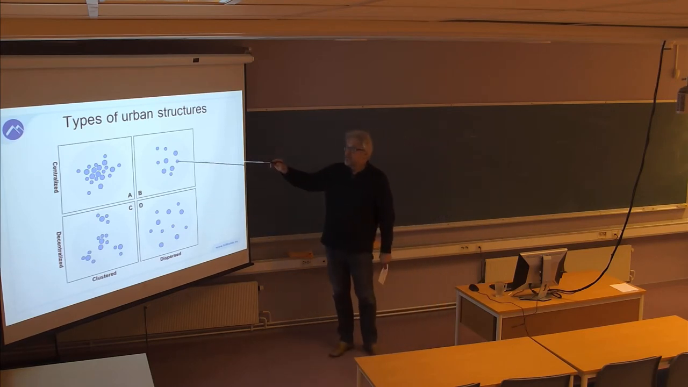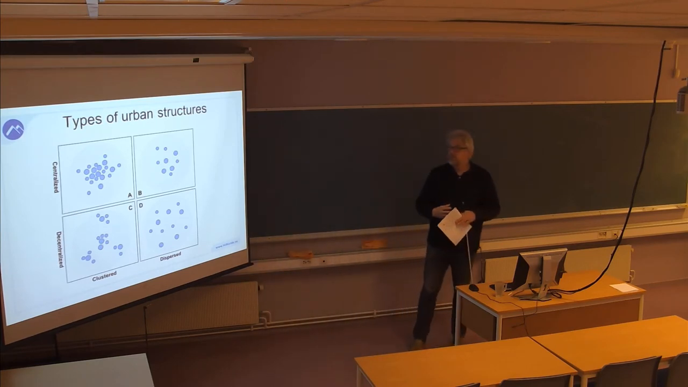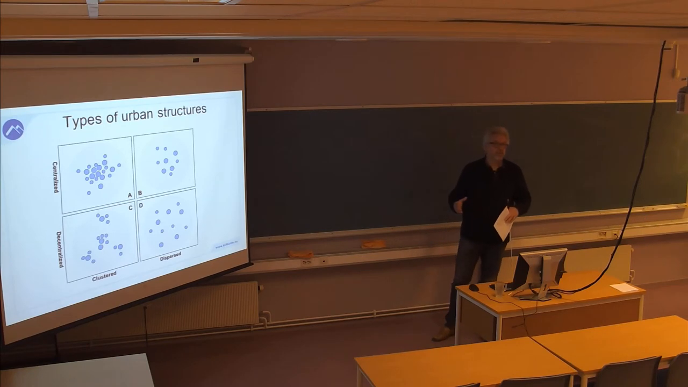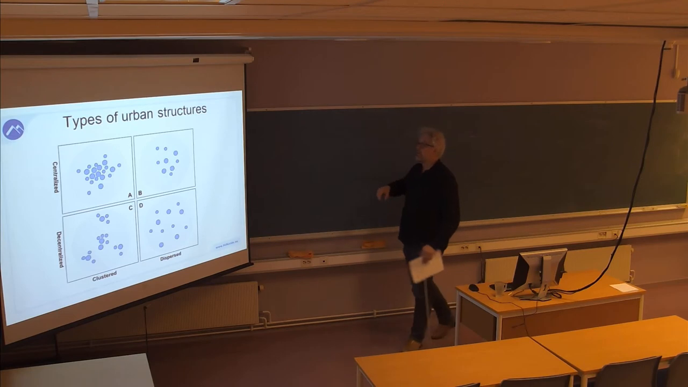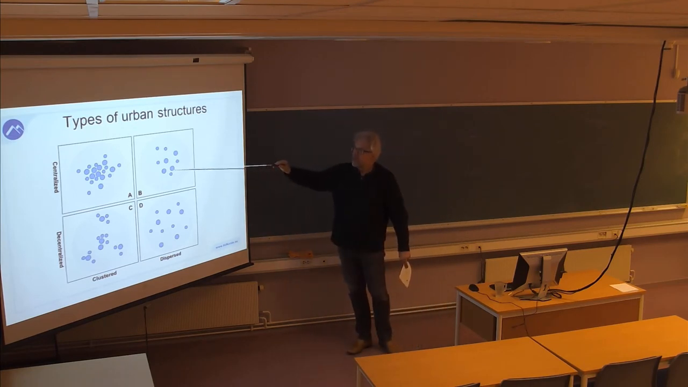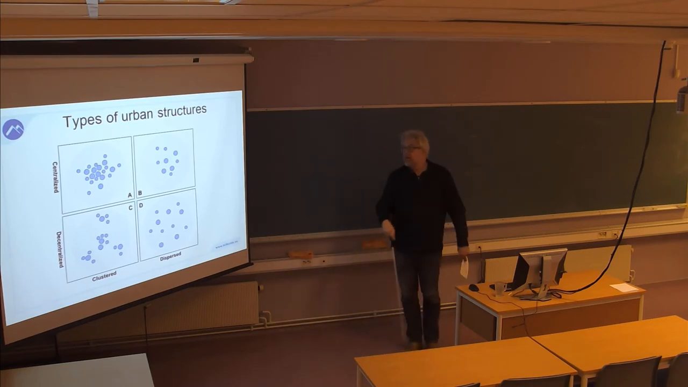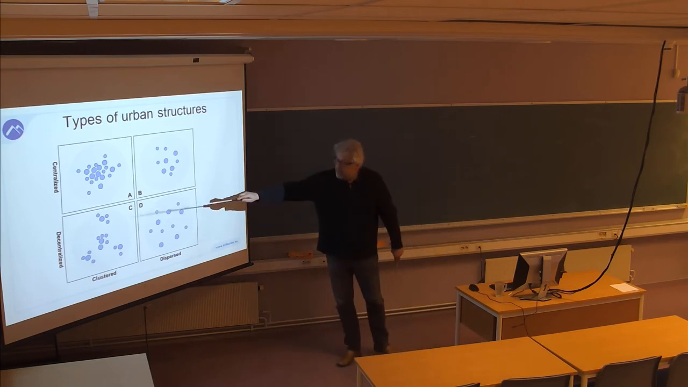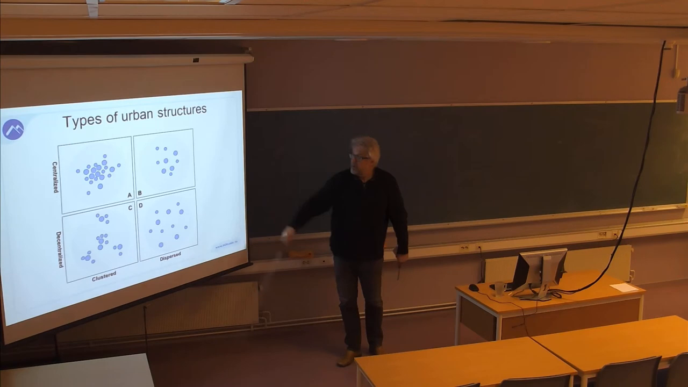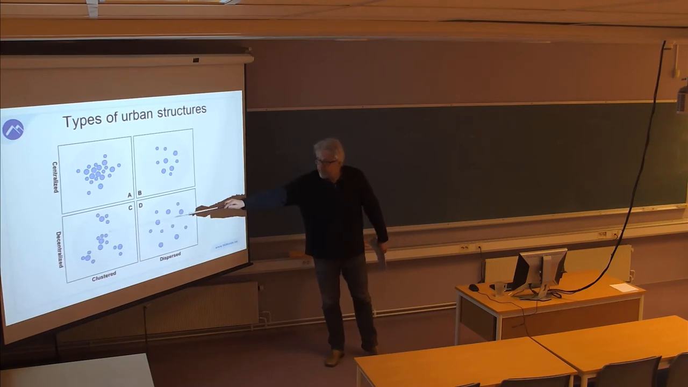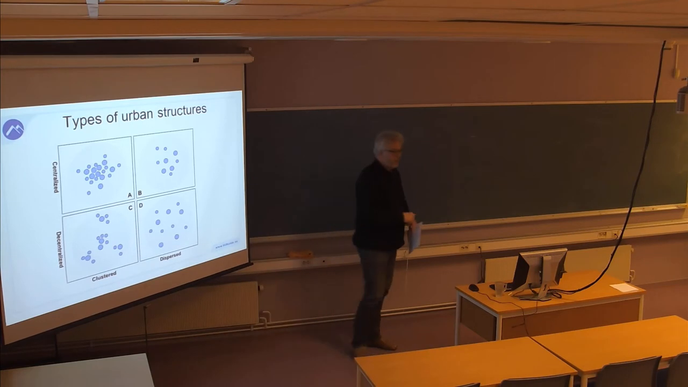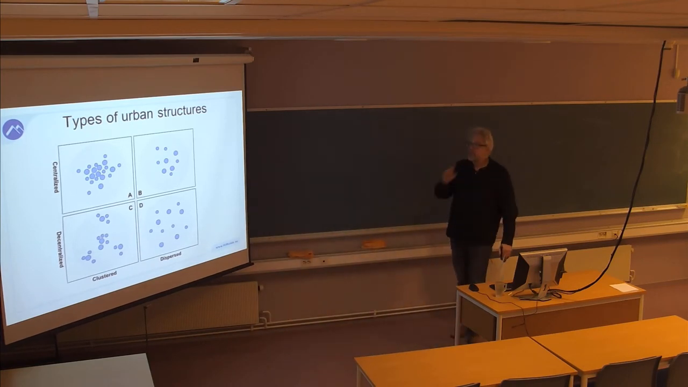This structure is also centralized in a way, but not that dense. It's more dispersed in structure. So it is a set of cities located close to each other, and each of these circles are in essence quite big. Here we have a decentralized but clustered structure. So, let's say smaller suburbs clustered together.